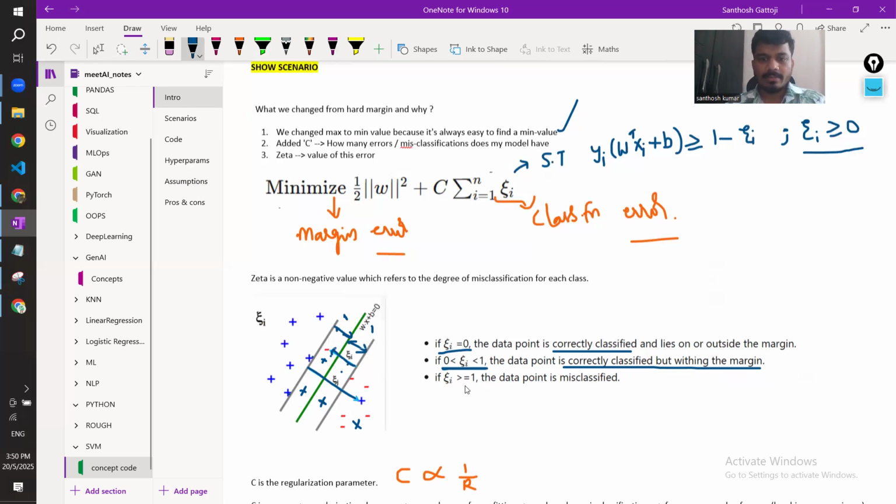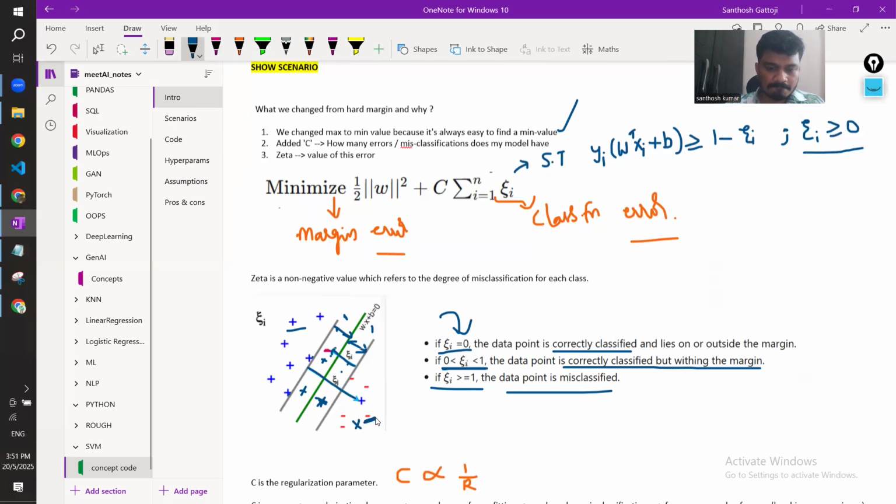But if it is greater than 1, that means a blue color point is crossing this and falling here, and a red color point is crossing this and coming here. That is greater than 1. That point is misclassified. This is how you need to understand the value of zeta. It is talking only about the misclassification distance. If it is correctly classified, it doesn't care about it because anyhow the distance will become 0.